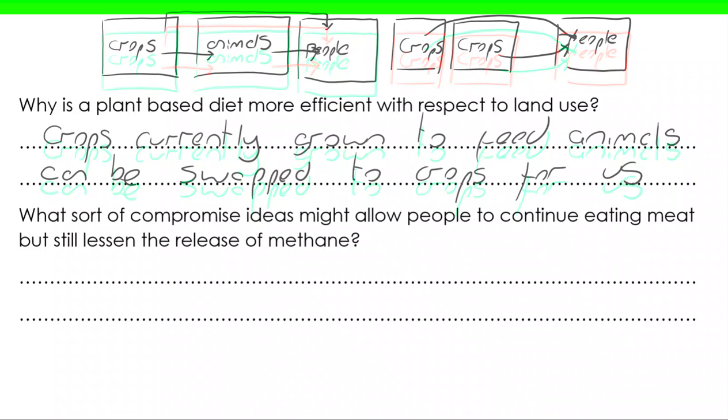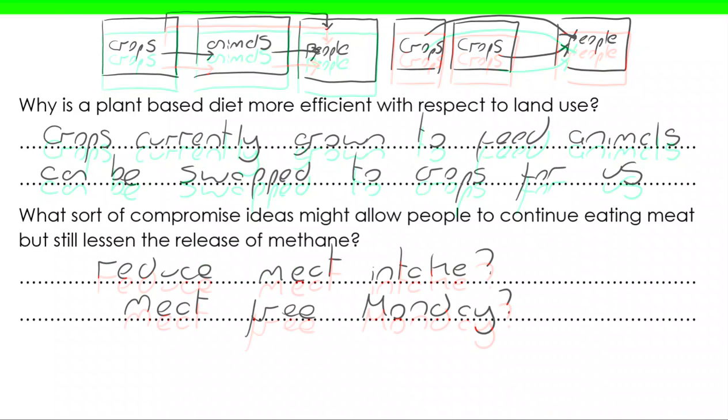Well, it might be that people don't give up meat. It might be they reduce their meat intake. That could come from smaller portions. It could come from a meat-free Monday, where one day a week you don't eat meat. And that would be a stepping stone towards dropping methane levels within the atmosphere.